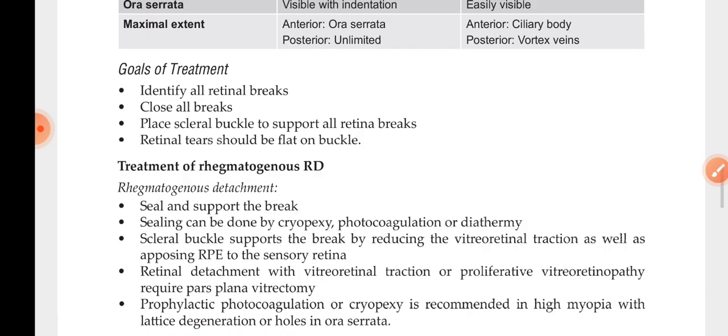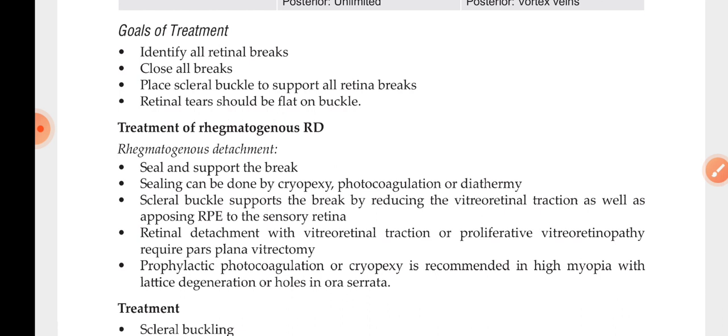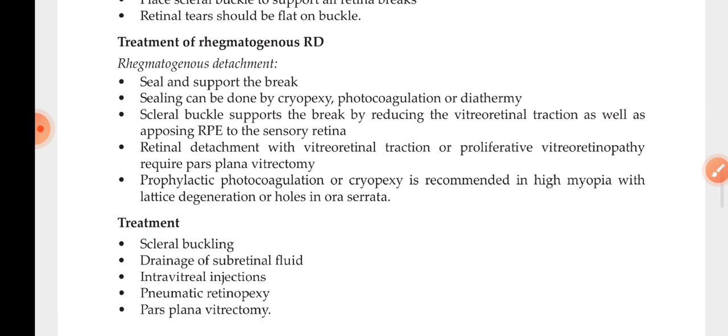Goals of treatment are to identify all retinal breaks, close all the breaks, and place a scleral buckle to support all retinal breaks. The retinal tear should be flat on the buckle. Treatment of rhegmatogenous retinal detachment is to seal and support the break. Sealing can be done by cryopexy, photocoagulation, and diathermy. Remember these three words: cryopexy, photocoagulation, and diathermy.